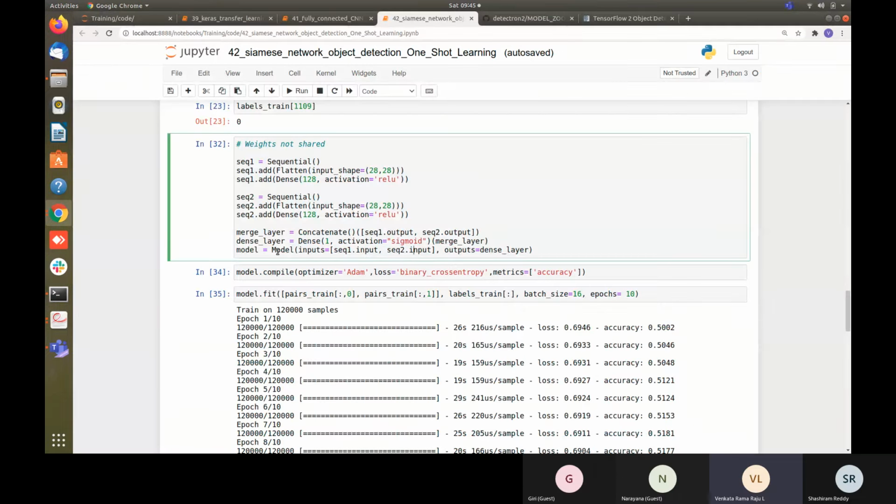Okay, so we have to use the Model class only, because Sequential cannot work with these complex networks, right? So I have taken the Model class. I am taking inputs as sequence 1's input and sequence 2's input, and the output is the dense layer. This dense layer is the sigmoid layer.